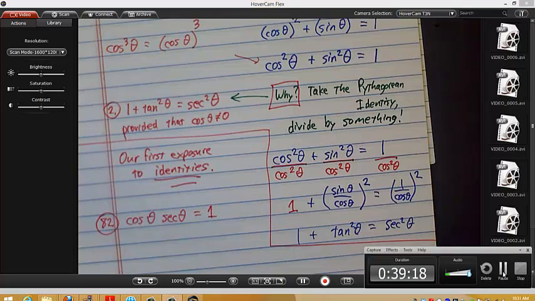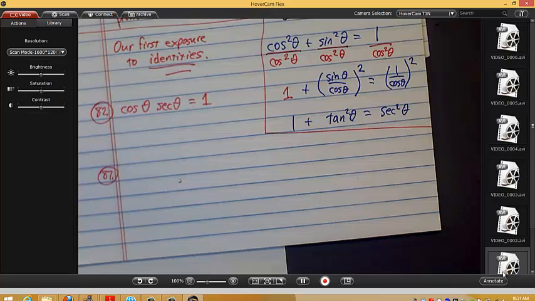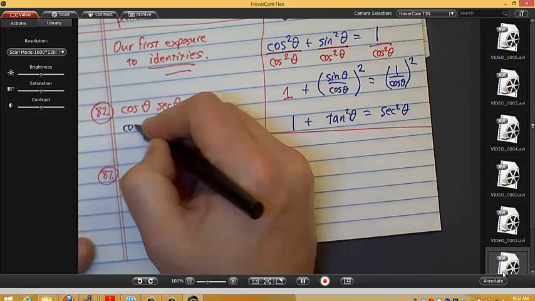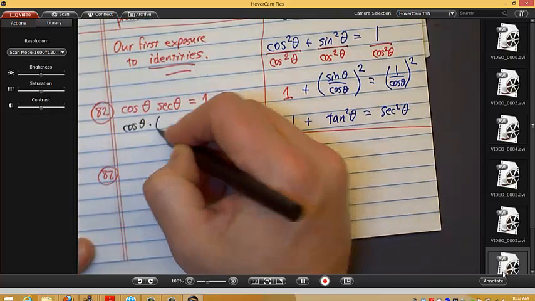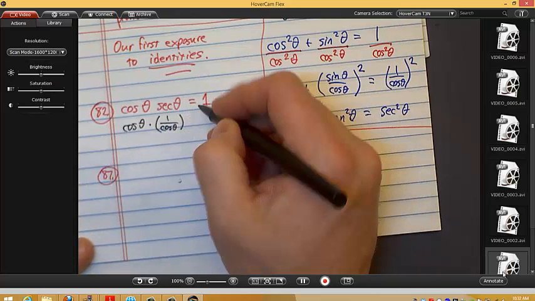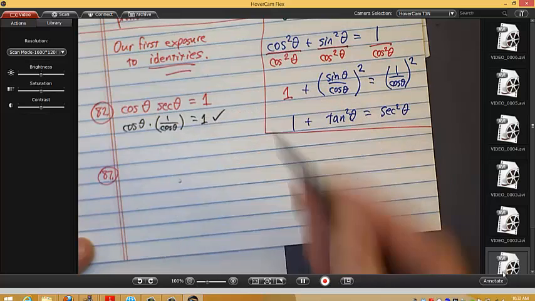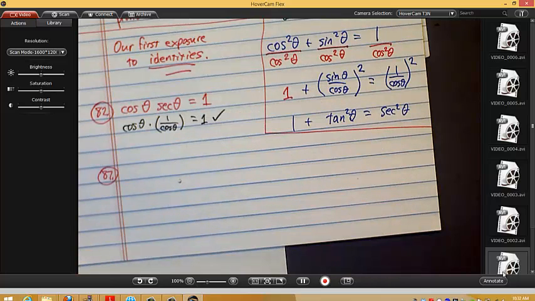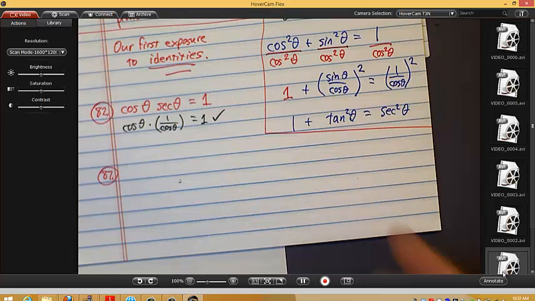Fill it out. Again, the reason is because cosine of theta times the secant, of course, is 1 over cosine theta. That's 1. Right? Something like that. What I usually do is I work on the side that's uglier and try and make it look like the side that's prettier. Okay? And I guess that's subject to point of view here.